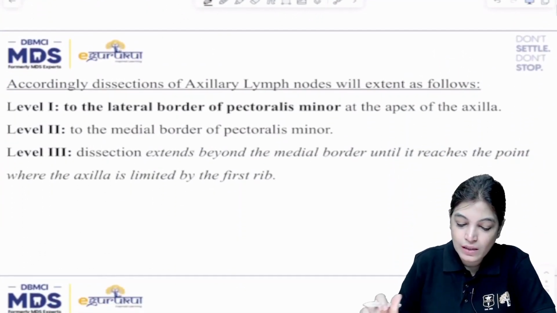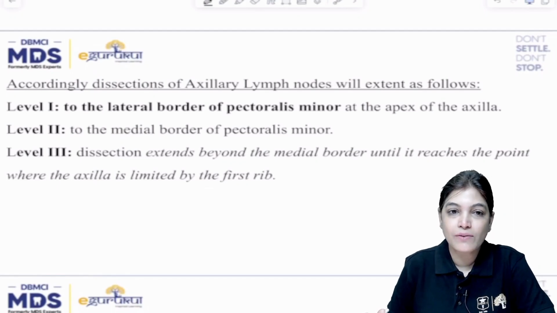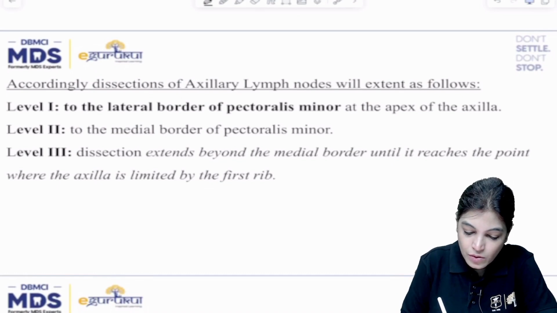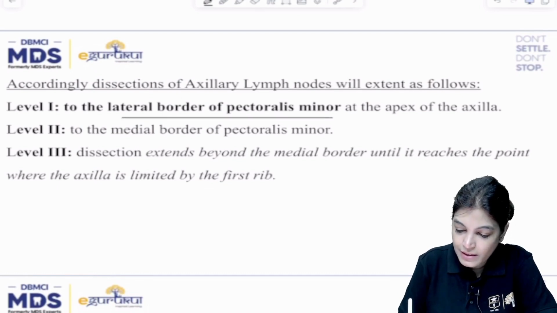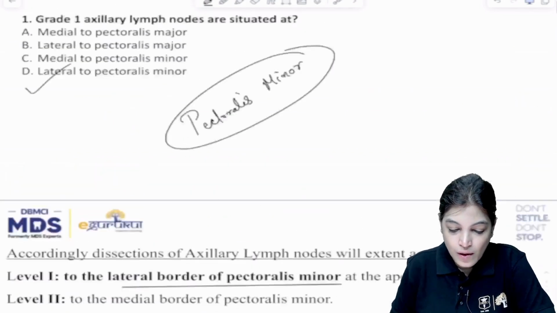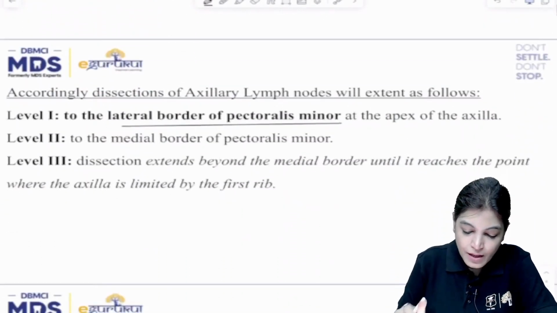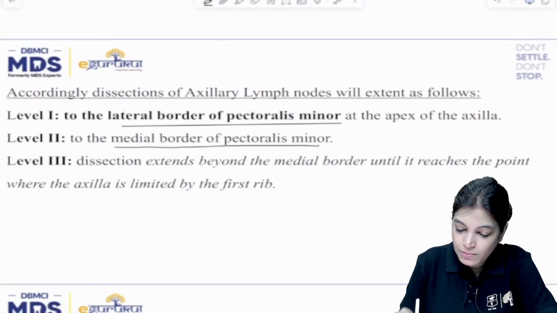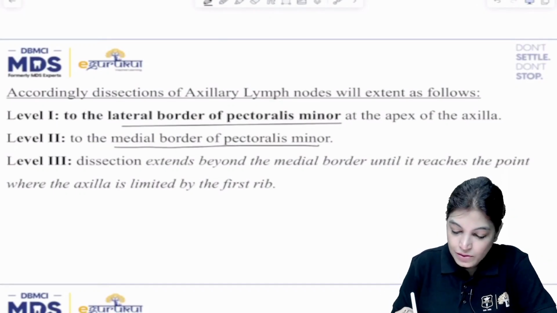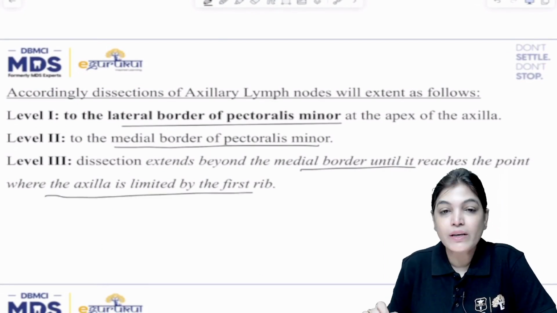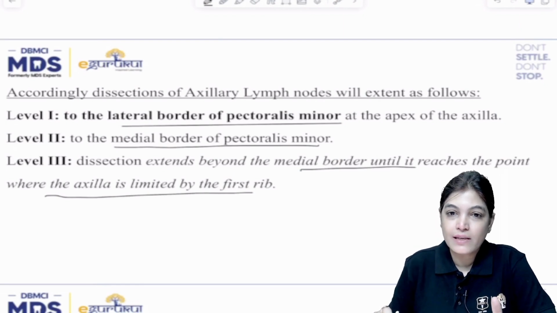Now, according to the dissection of axillary lymph nodes and following levels 1, 2 and 3, the location is defined as follows. Level 1 is located at the lateral border of pectoralis minor muscle at the apex of the axilla. So only lateral to pectoralis minor is the right answer. Level 2 is located medial to pectoralis minor muscle. Level 3 extends beyond the medial border and ultimately reaches the point where the axilla is limited by the first rib.